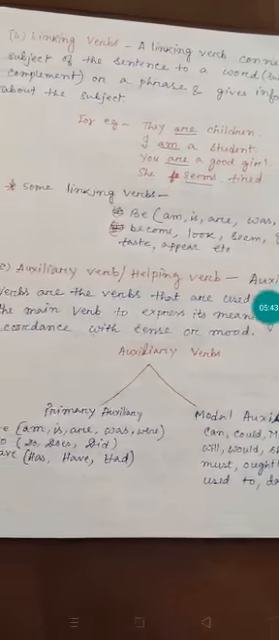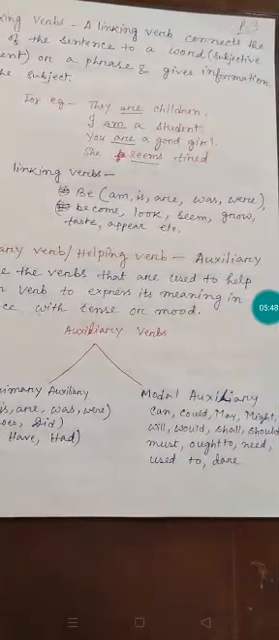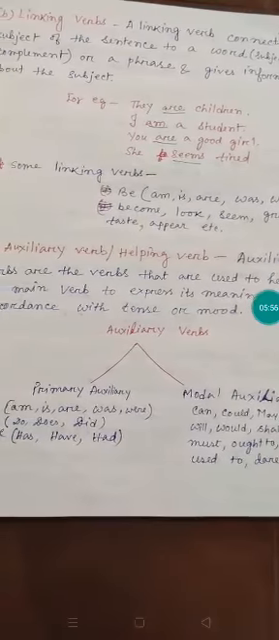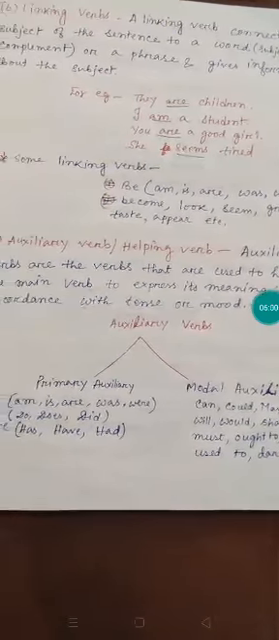Now some linking verbs are be verbs: am, is, are, was, were, become, look, seem, grow, taste, appear, etc. So these are some linking verbs. There are so many linking verbs, but I have written some names of them.